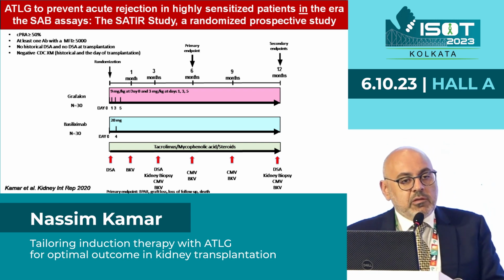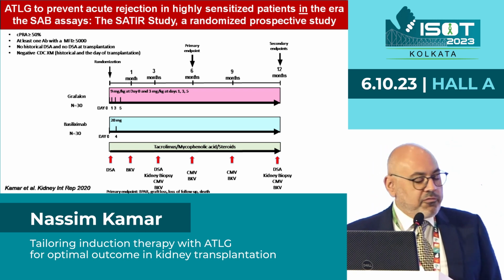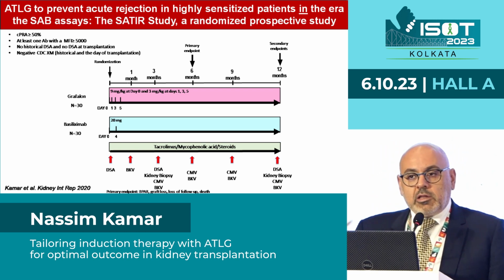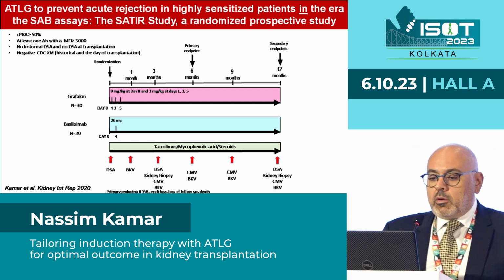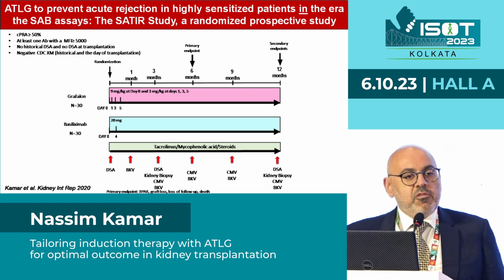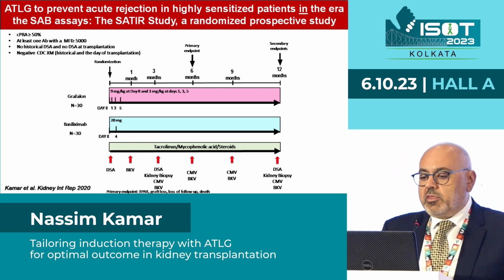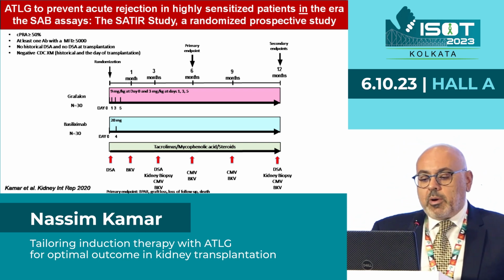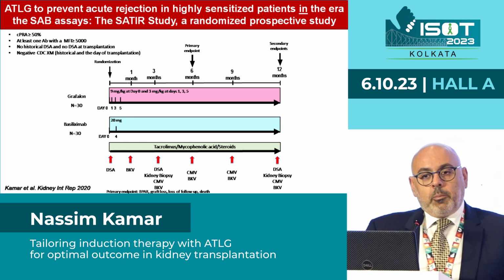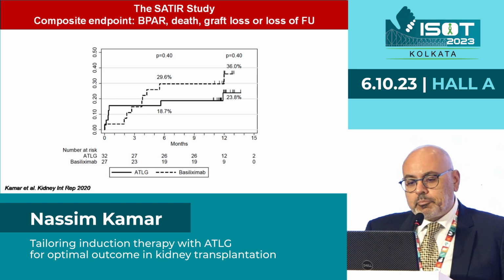This is why we have conducted a prospective study in this category of patients. Patients had a CPRA above 50%, at least one antibody with more than 5,000 MFI, no historical DSA and no DSA at transplantation, and a negative CDC cross-match at transplantation. Patients were randomized either to receive grafalon, 9 milligram per kilo at day 0 and then 3 milligram per kilo at days 1, 3, and 5, according to the RCP in France, or basiliximab. All patients were monitored for DSAs, for BK virus, and had protocol biopsies.